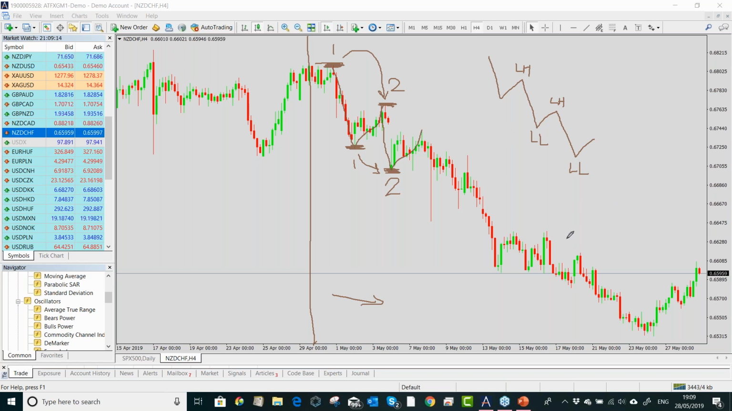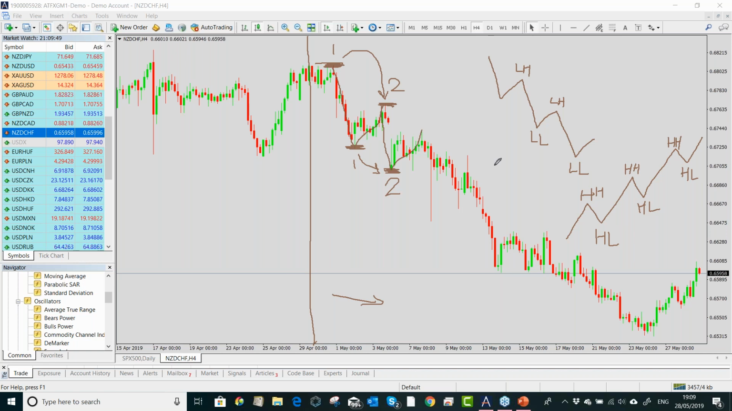a basic uptrend would be a series of higher lows and higher highs. So that's the basic definition of a downtrend and an uptrend.